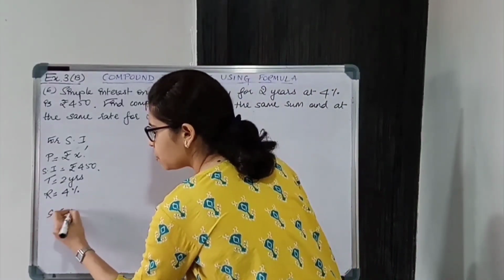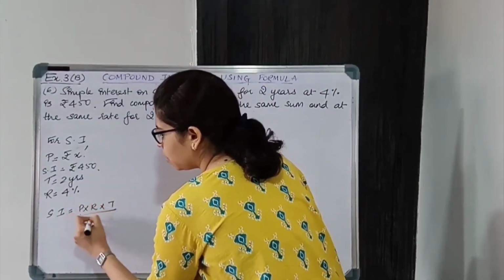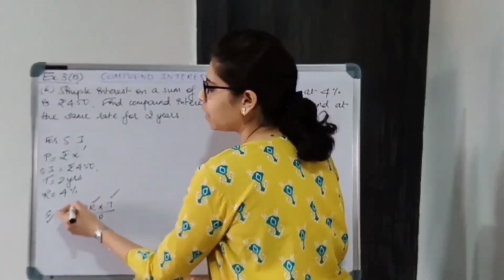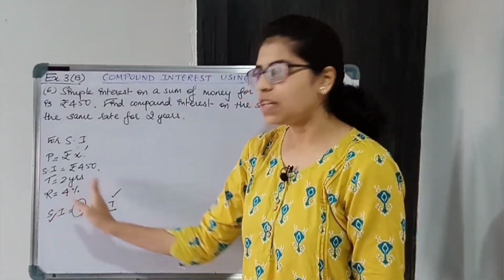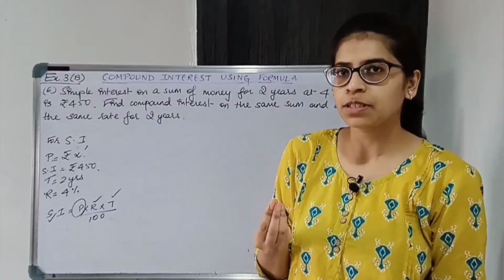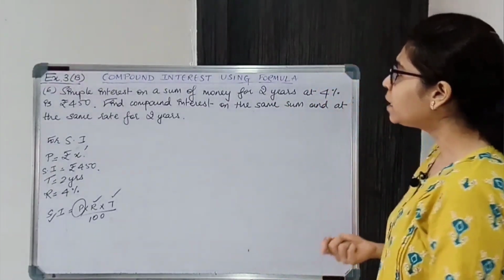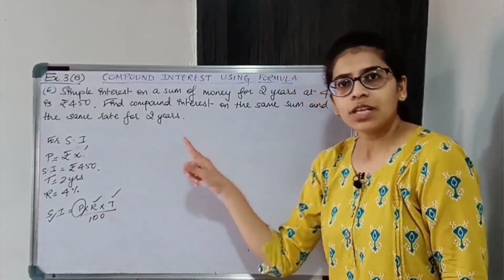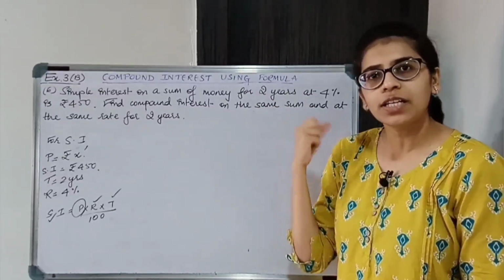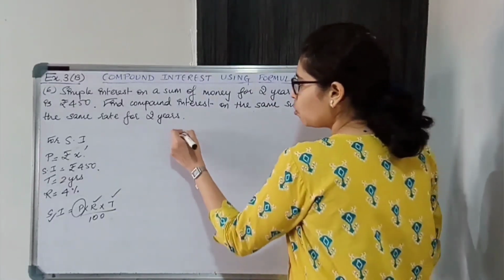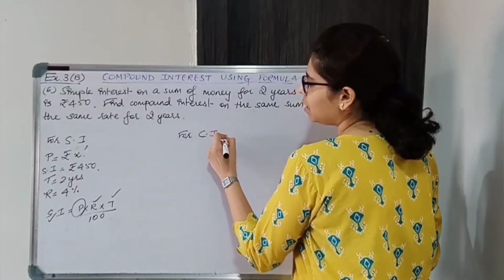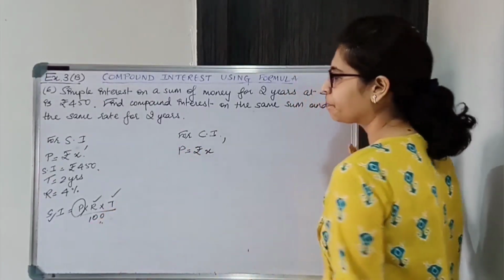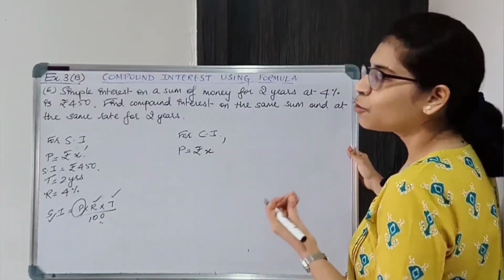We know that simple interest is P into R into T upon 100. We know SI, we know R, we know T, we can easily find P. Okay, so on solving this, we'll easily get the sum of money, that is principal. Okay, now find compound interest on the same sum. So on the sum we get from here, we have to find the compound interest. Okay, we have to calculate the compound interest on the same sum. So we have to calculate CI. Now for CI, principal will be same. Okay, that you will get from this, on the same sum and at the same rate for 2 years.